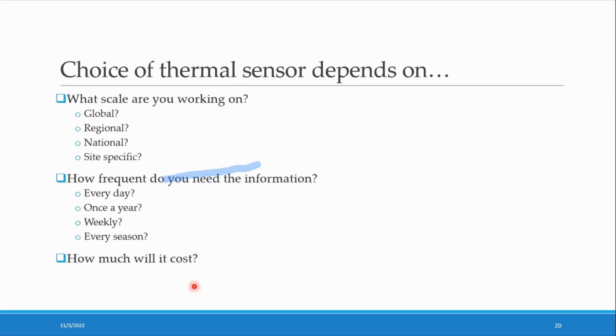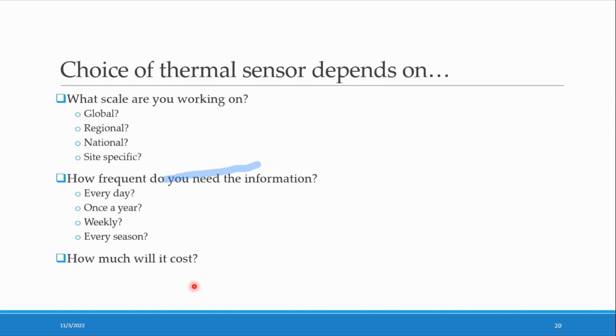The third factor that you will consider while selecting these sensors is the cost implication, depending on how much your project is going to cost you. Then you will look at how much you need to pay to get certain data. If you're okay with paying money, then you go for that sensor.